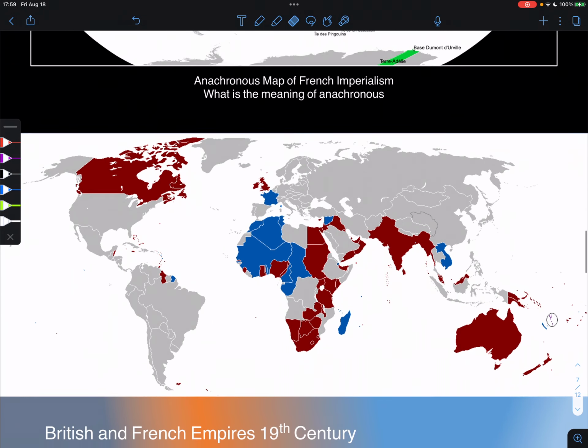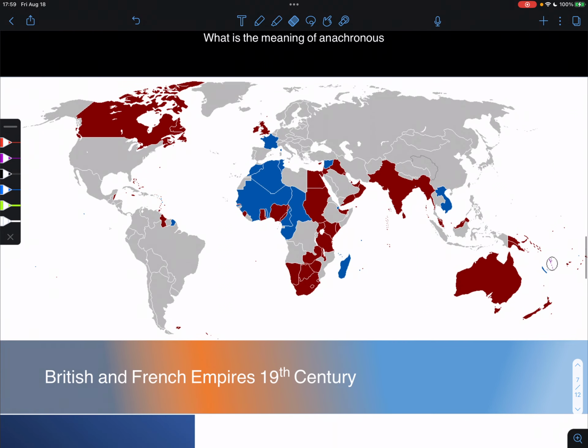So if you look at British and French imperialism during the 19th century, the blue is the French, the red is the British, right? And the concern is to access the riches of India. But of course, there was one major problem here.